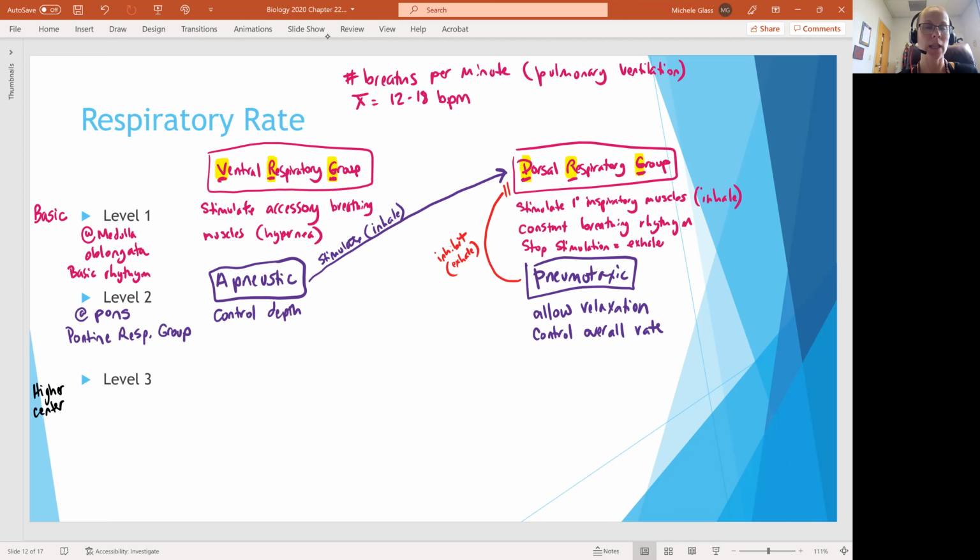Okay. Then we have level 3. Level 3 is your higher center. Higher center is conscious level processing. We're going to get here the limbic center. We're going to get the hypothalamus. And we're going to have the cerebrum. We're going to have conscious level processing.